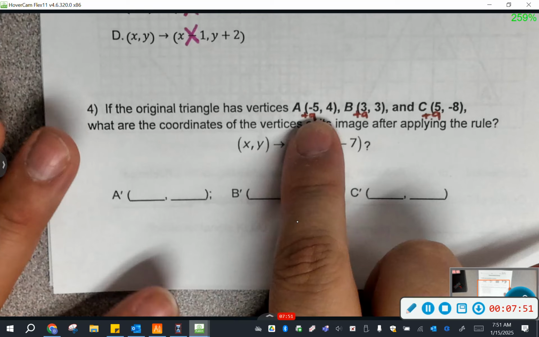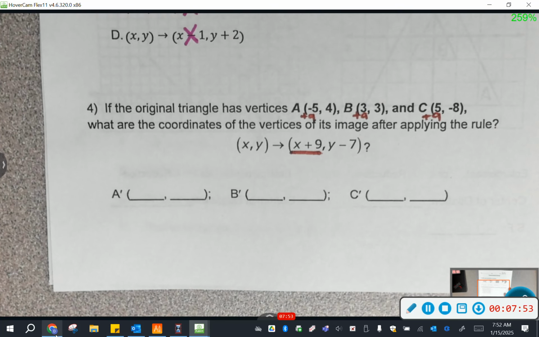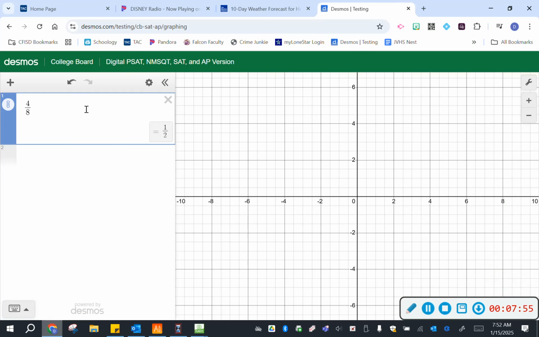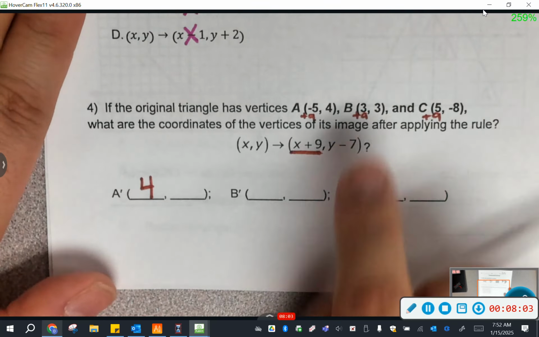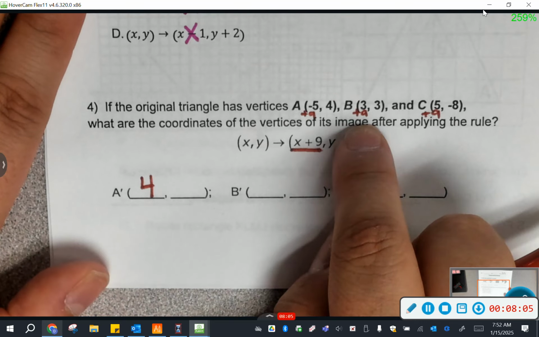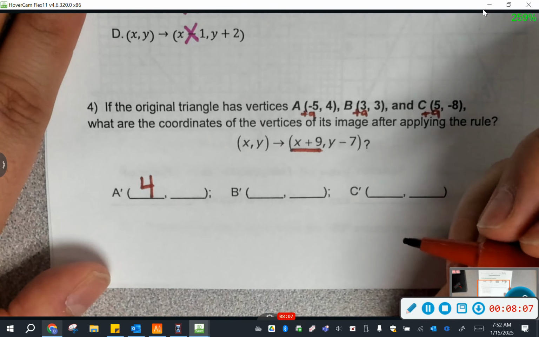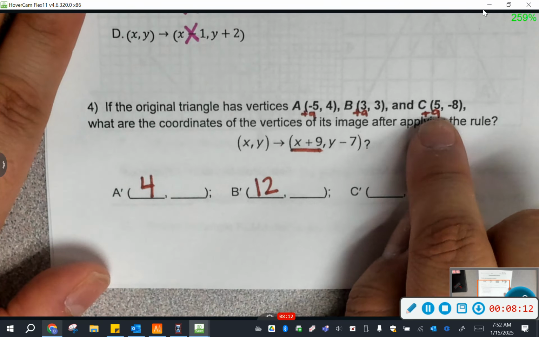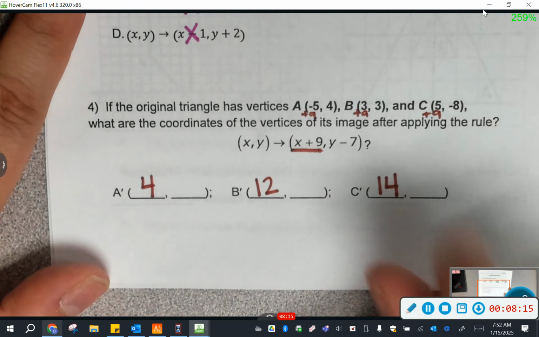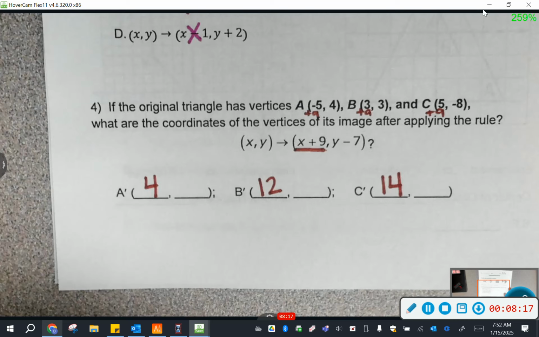If you're not great at adding and subtracting negative numbers, use Desmos. What is negative 5 plus 9? 4. What is 3 plus 9? 12. And what is 5 plus 9? I just added 9 to all of my X's. Does that make sense? Yes.